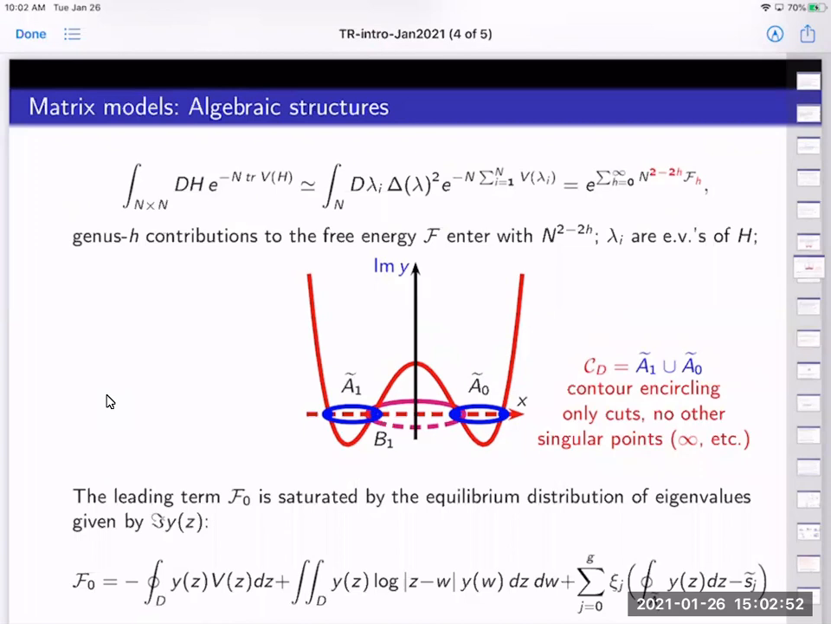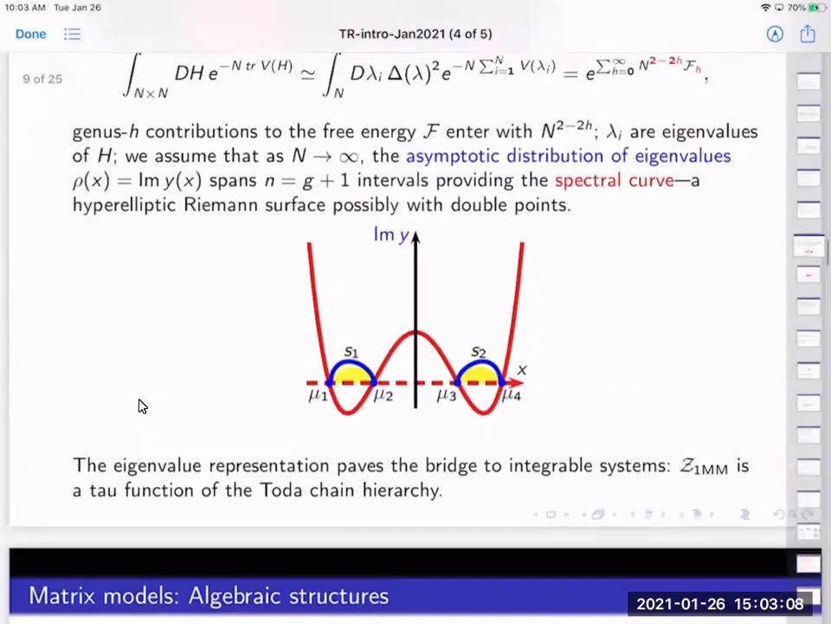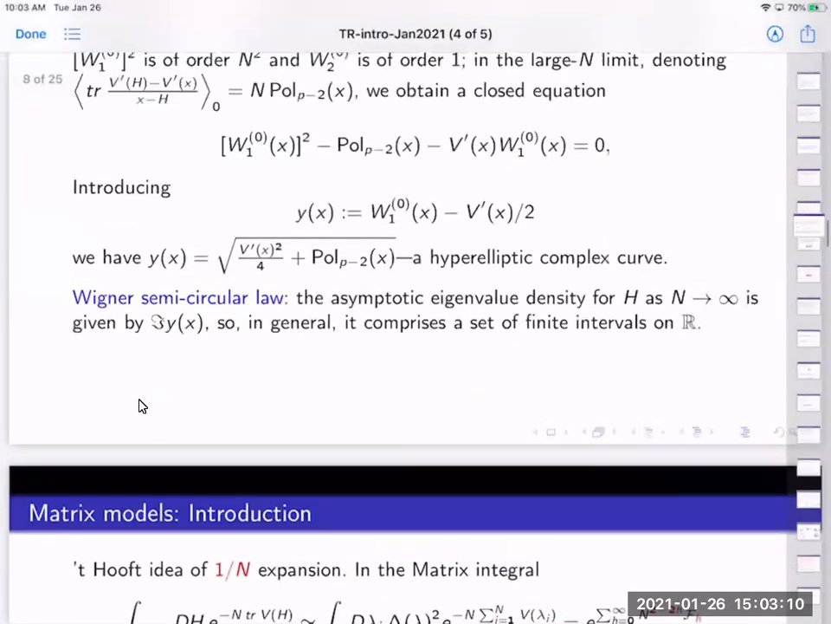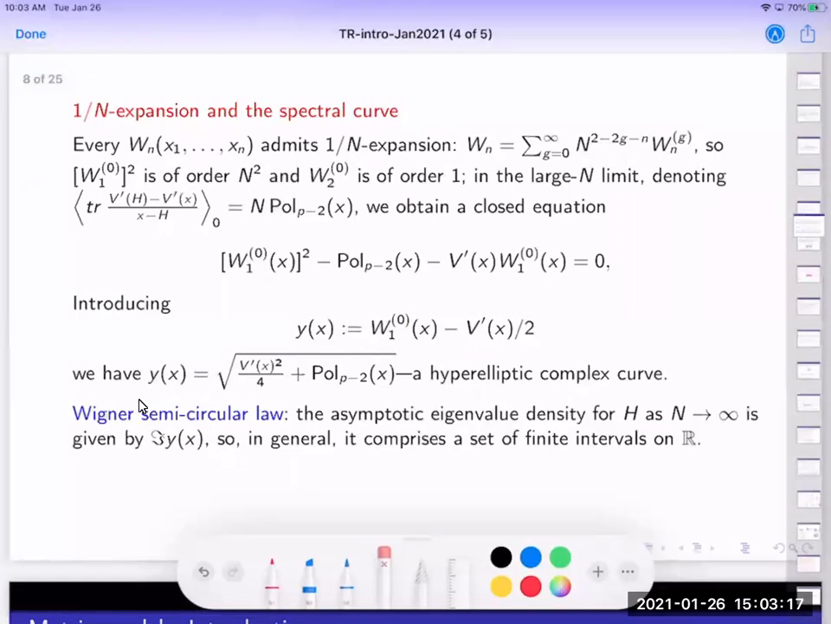So what we learned in the first part was just a simple example, the simplest ever example of a one matrix model, and we obtained that in this situation we have a spectral curve given by some equation.